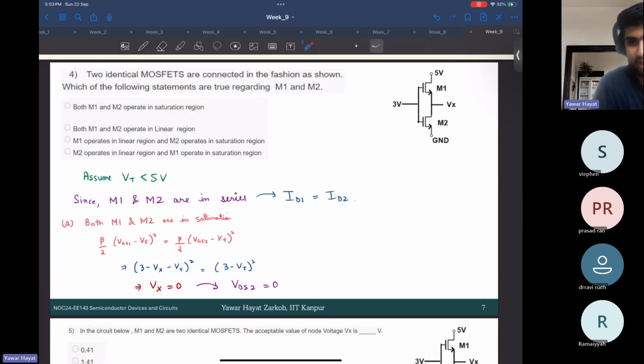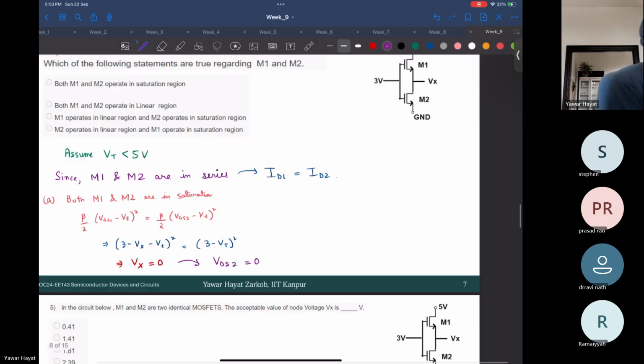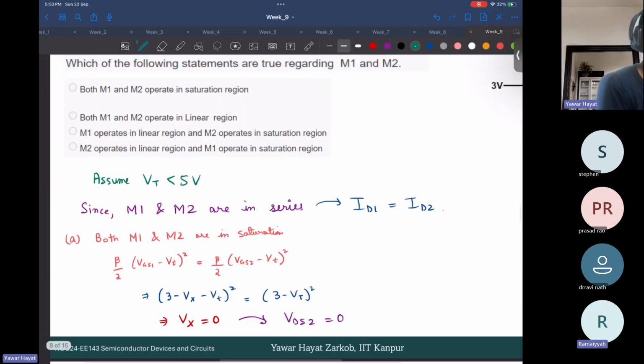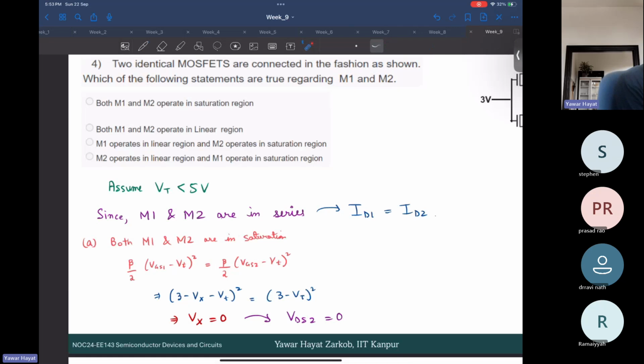I would appreciate if someone joins me in the discussion. Now, both M1 and M2 operate in saturation region. We started with that. Now, we got VDS2 as 0 volt. But for M2 to operate in saturation region, what is the condition that we need? That our VDS2 should be greater than or equal to VGS minus VT. Yeah, exactly. But that's not the case. So M2 is not in saturation, in other words, this is violated, right?